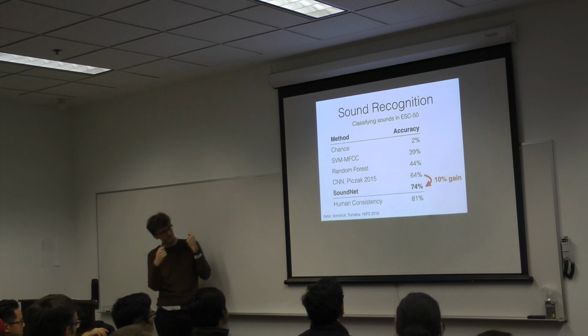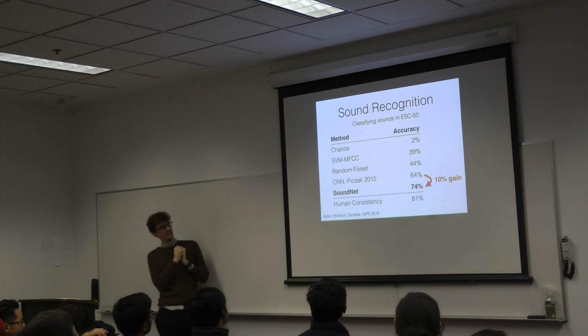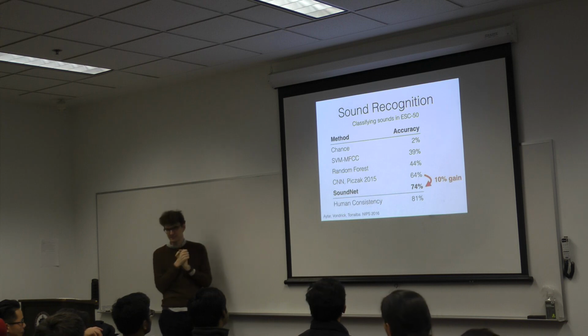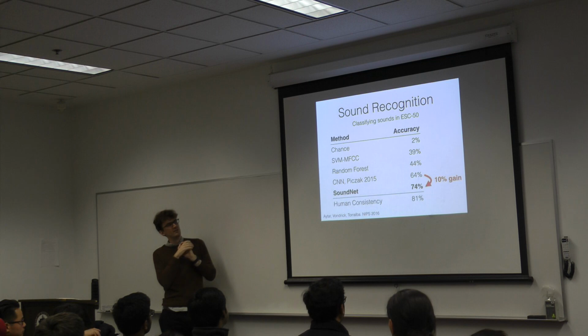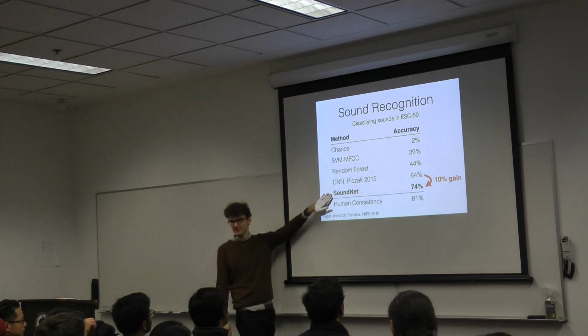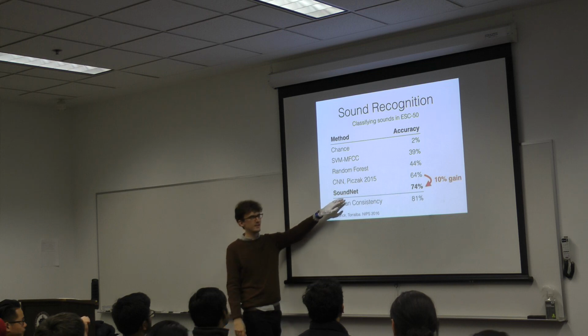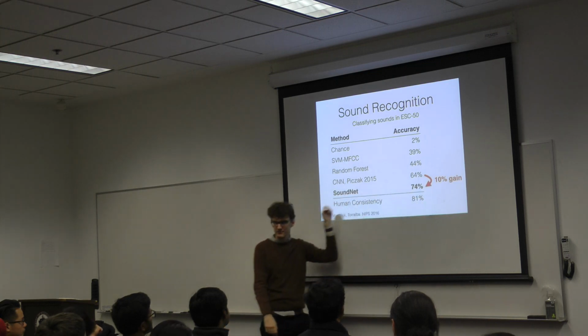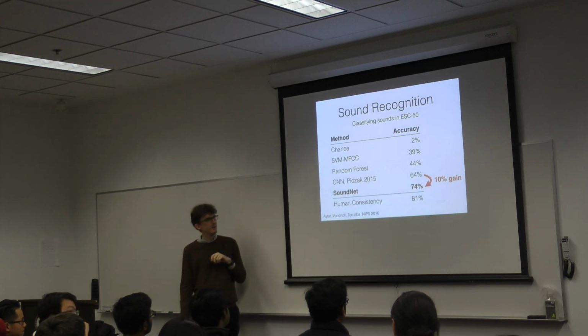This is quite a large gain, I think. It's a little unfair because we had access to so much more data, right? We had millions of examples, while they had tens of thousands of examples. But on the other hand, the data we have is unlabeled. So this is showing the advantage of using unlabeled data.